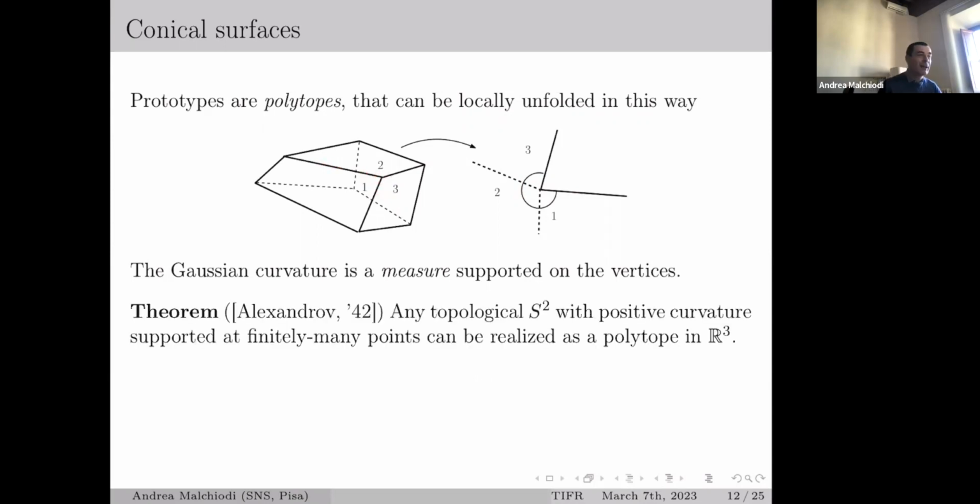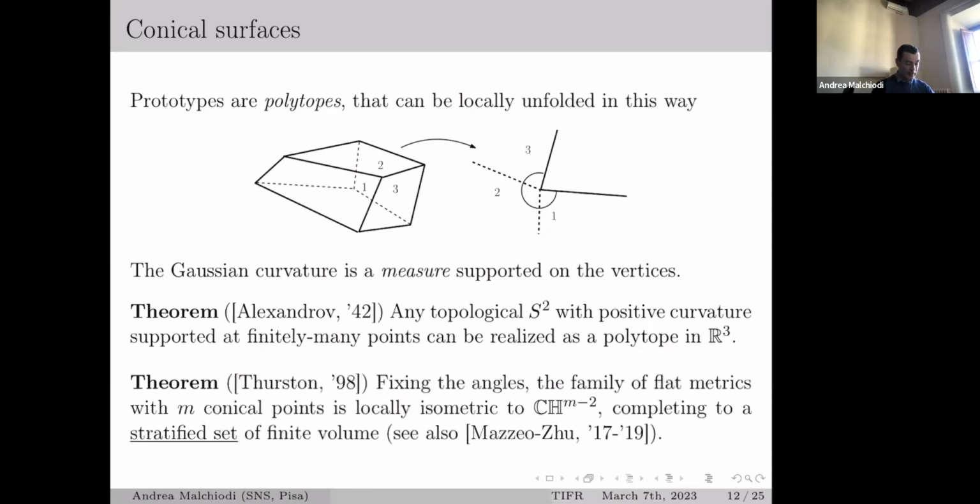Okay, there's a classical theorem by Alexandrov from the 40s saying that any topological sphere for which you have positive curvature, which is supported at finitely many points, exactly as in this case, can actually be realized as a polytope in three-space. Okay, so this is somehow the simplest situation. But there is also a study of the global structures of such polytopes, when you want to change the angles, for example, and then you want to understand how the whole family behaves.